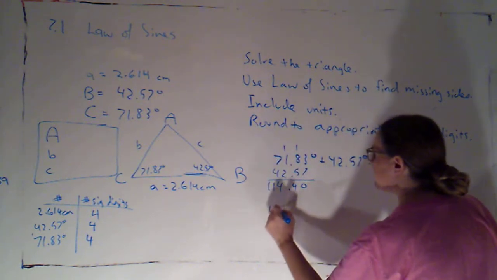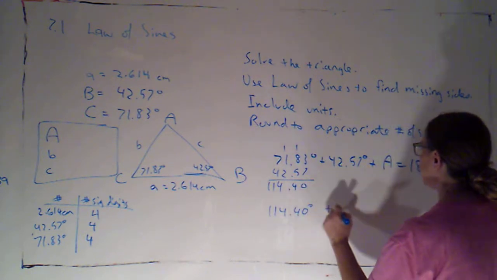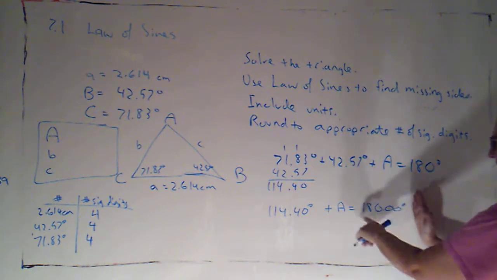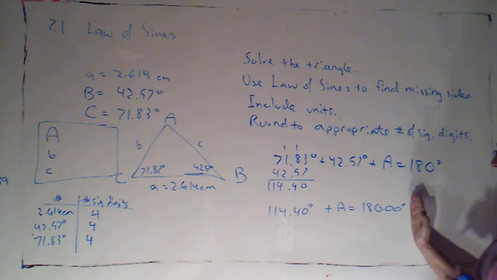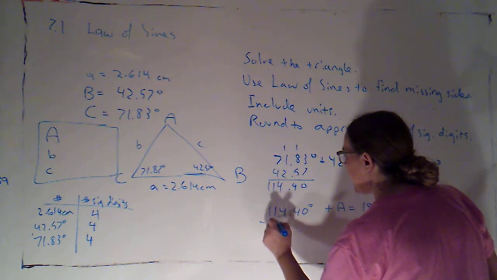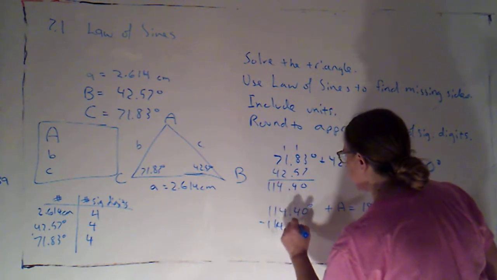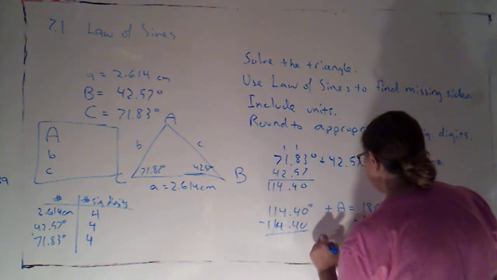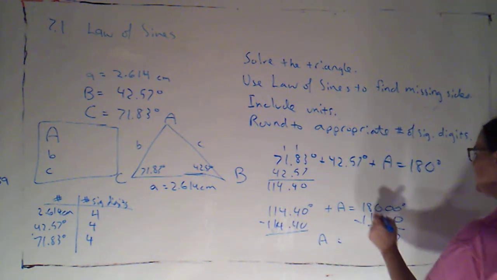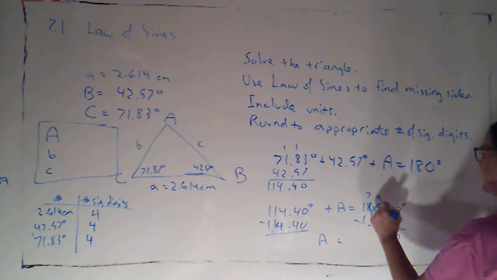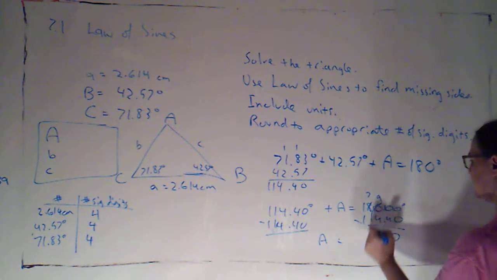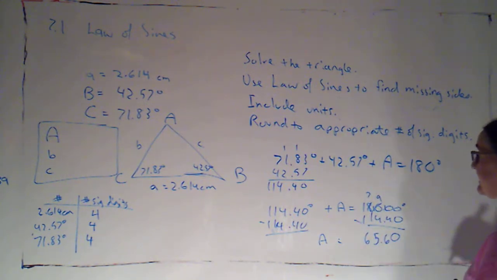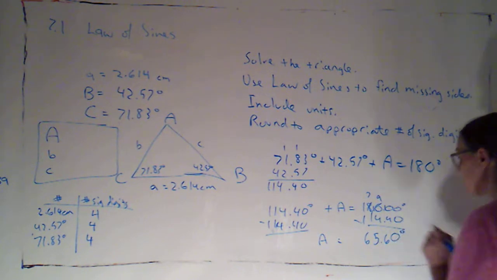Looks like together they're 114.40 degrees plus A equals 180 degrees. I'm going to plan ahead and write that as 180.00 so that I can subtract 114.40 from both sides. So A is going to be 180 minus 114.40, which is 65.60. That would be degrees.